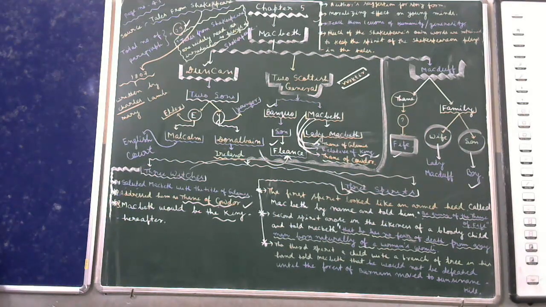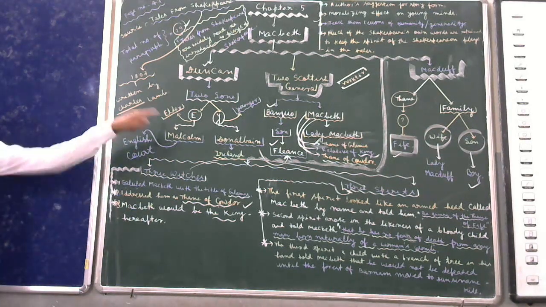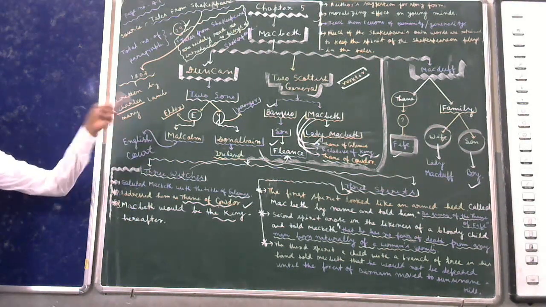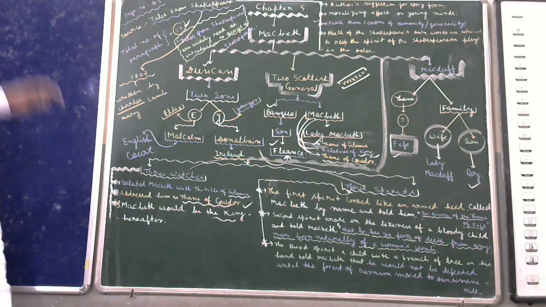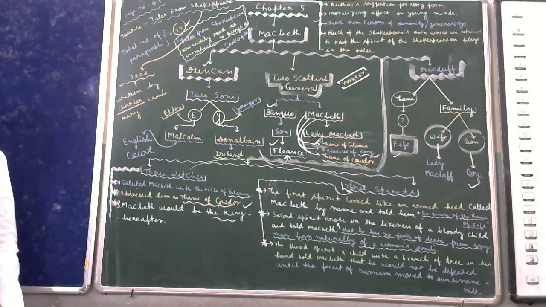Thus, Malcolm was crowned in front of all the noblemen in Scotland, and Macbeth met a tragic end. That is the complete summary of the play Macbeth.